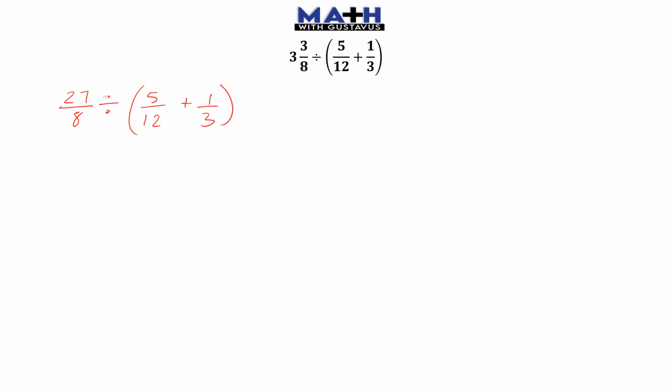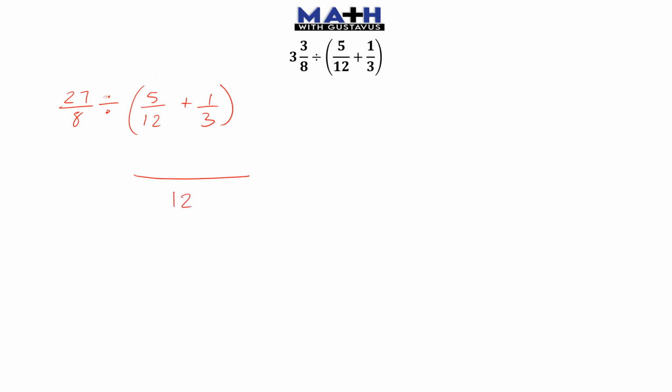So the first one is 3 times 8, that's 24, and 24 plus 3, that is 27. So that is 27 over 8 divided by, then in parentheses we have 5 over 12 plus a third. So we're going to follow BODMAS or PEMDAS, which simply means that we're supposed to work what's in bracket first. So in bracket we are adding, hence we need to find the lowest common multiple of the denominators. In this case it would be 12.